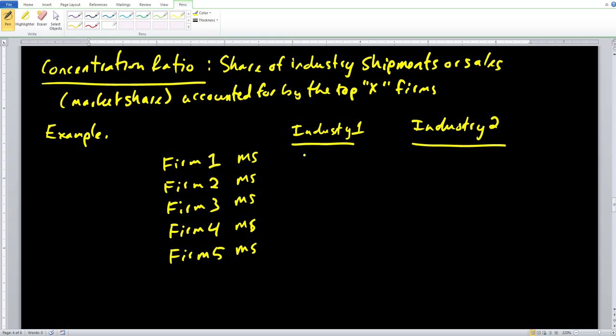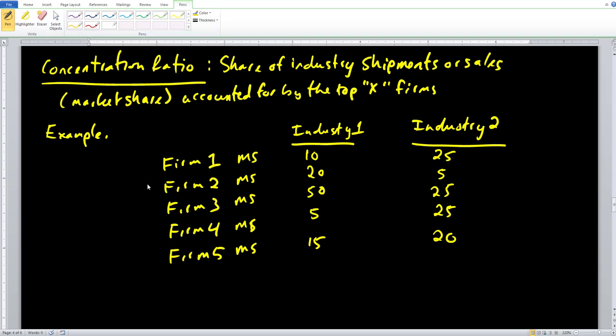For industry number 1, suppose that we're given these numbers: 10, 20, 50, 5, and then 15. And for industry number 2, we have 25, 5, 25, 25, and then 20. So what do these numbers mean for us? It says that for industry number 1, firm 1 has 10% of the market share. Firm 2 has 20%, firm 3 has 50%, firm 4 has 5%, and firm 5 has 15%. And the same interpretation goes for industry number 2.